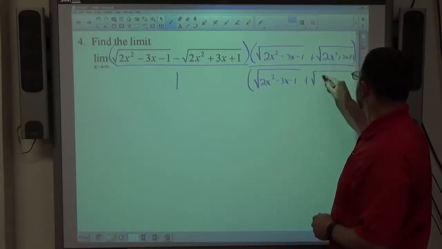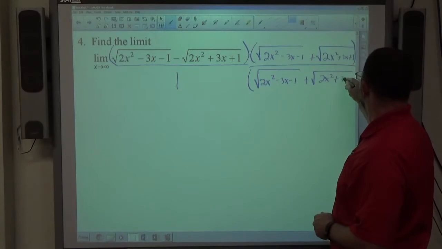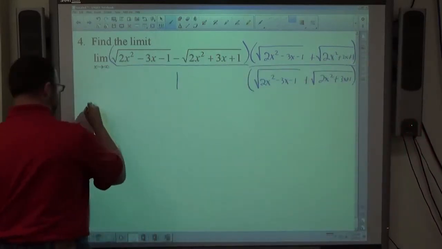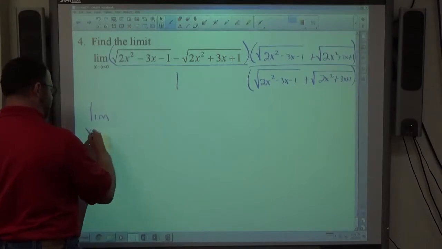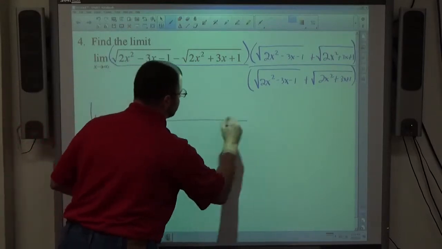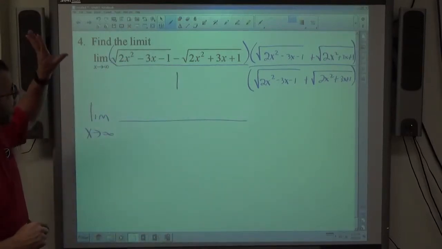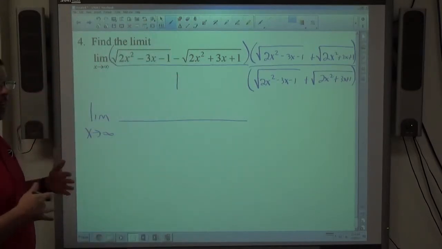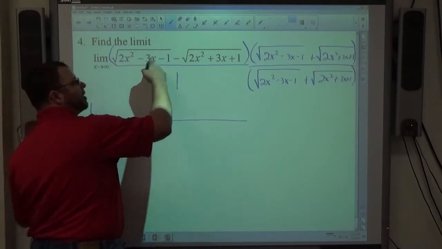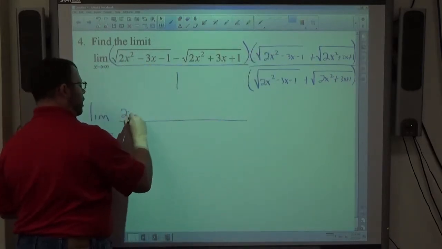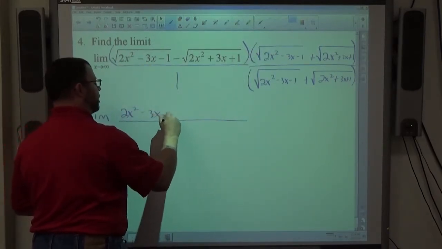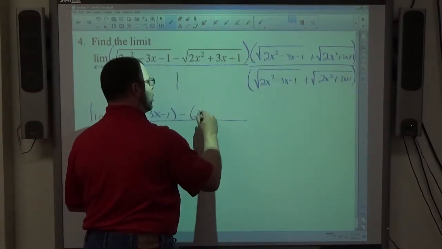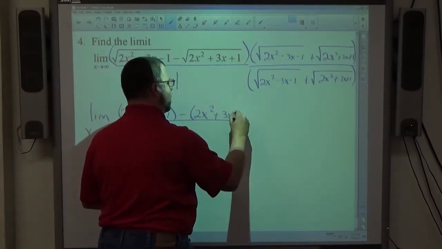And that gets me on top, so I'm going to still have a limit as x approaches infinity. But now we're going to get this nice fraction here. On top, I've got a difference times the sum of the same things, so that's just a difference of squares factored form. So this times itself just makes 2x squared minus 3x minus 1. And this times itself makes minus 2x squared plus 3x plus 1.